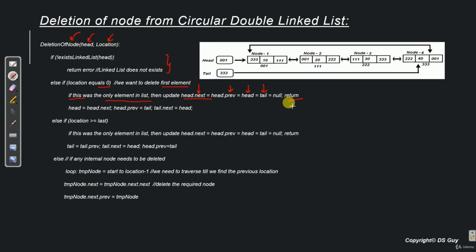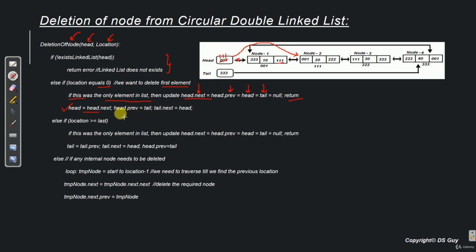Once all these things are done, we can simply return from this method because after that we don't have any other thing to do. Now in case we want to delete the first node and that is not the only node in the list, then we have to do these steps. What are the steps? Head is equal to head.next. So what is head.next? Head.next is 111. So we are saying update head and make it 111. What that will do is disconnect this connection and establish a new connection between head and node 2.